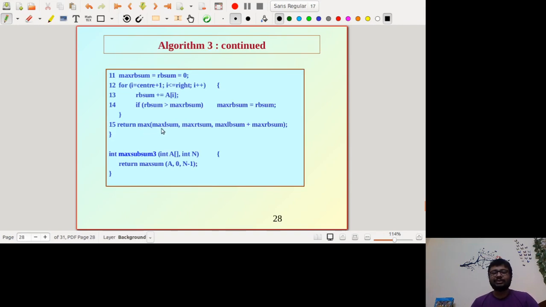And what you do is you return the maximum of these three. Max L sum and max RT sum are from the recursive calls of the two halves, and this sum is the total sum of the two black subarrays. So we should really be returning the maximum of these three numbers, which is what we do.